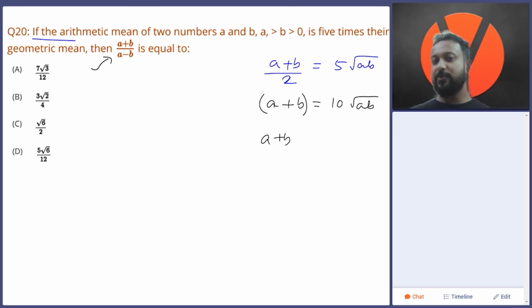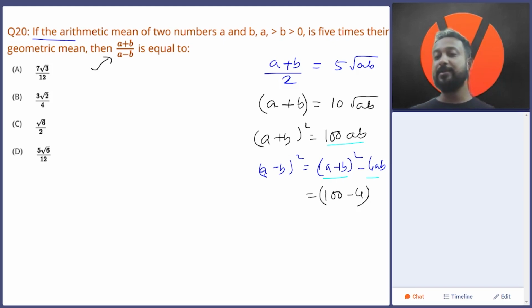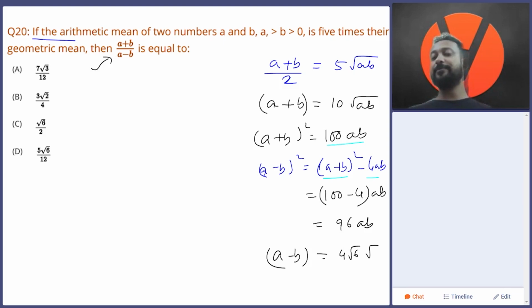First of all, A plus B whole square is equal to 100 times AB. And A minus B whole square is equal to A plus B whole square minus 4 times AB. So A plus B whole square is 100 AB, so directly we can write 100 minus 4 times AB. We are getting 96 AB. So now A minus B happens to be under root 96, which is 16 times 6, that is 4 root 6 and then root AB. So it's very simple now.